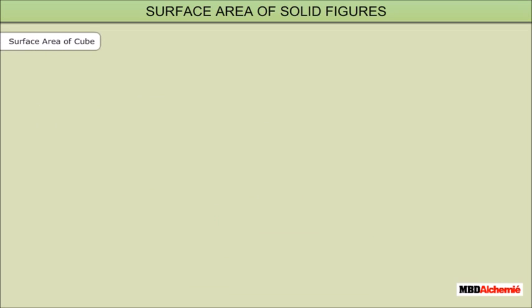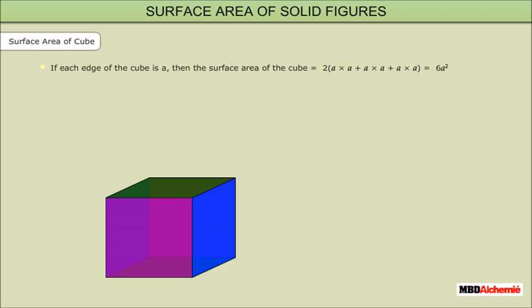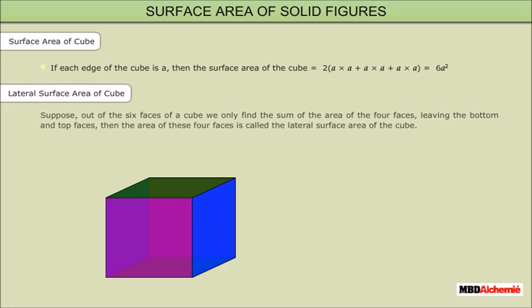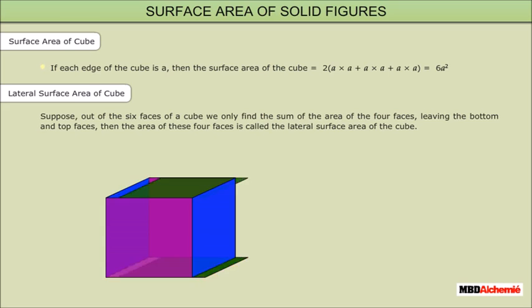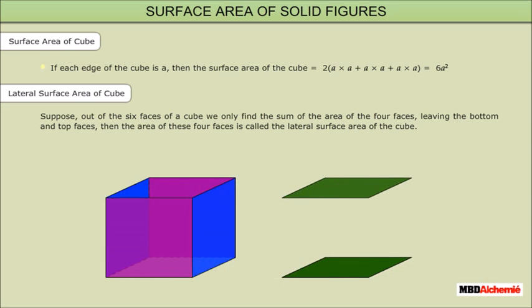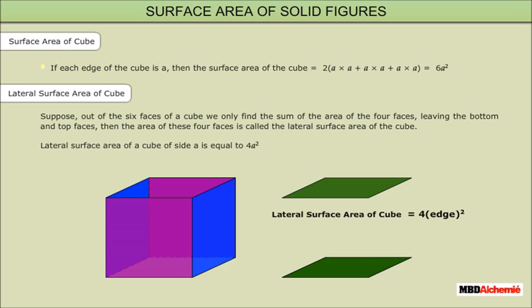Surface area of cube. If each edge of the cube is A, then the surface area of the cube is 6 times A square. Lateral surface area of cube. Suppose out of the 6 faces of a cube, we only find the sum of the area of the 4 faces, leaving the bottom and top faces, then the area of these 4 faces is called the lateral surface area of the cube. Lateral surface area of a cube of side A is equal to 4 times A square.